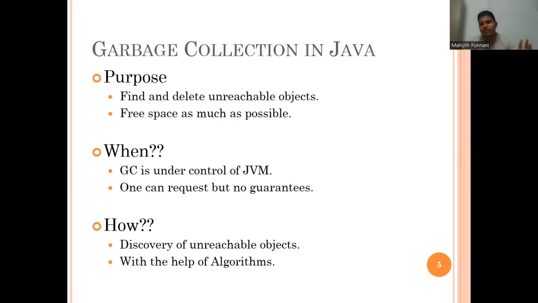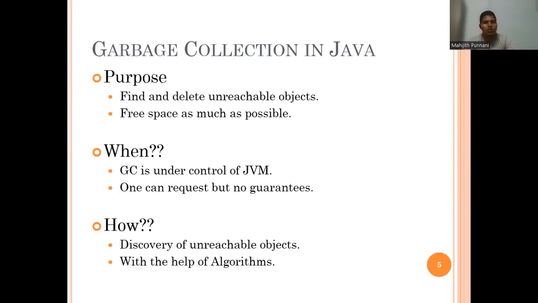When GC is in control of the JVM, as I said, it is completely in the hands of the machine. We can't override anything. It is done by the machine once activated. One can request it, but there is no guarantee that the garbage collection will get activated all the time. There might be some instances where the computer may crash and it might not get activated at all.